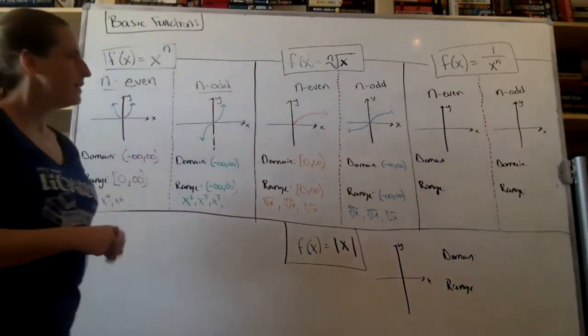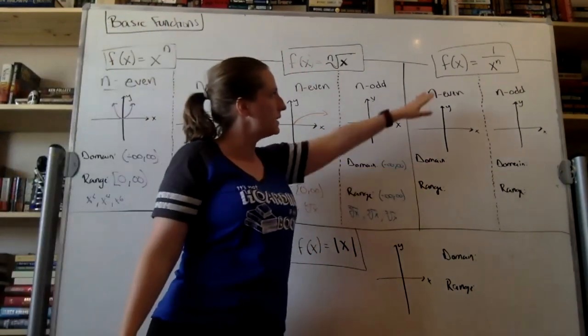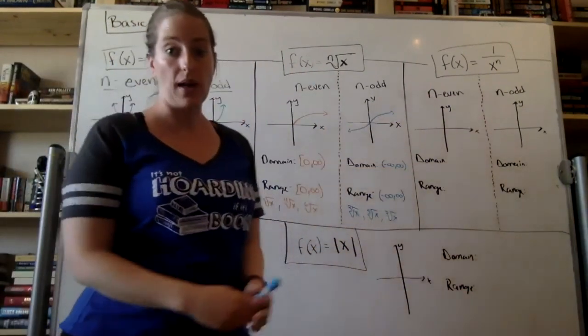All right, we're doing pretty good. We're halfway done. Okay, so we're going to keep going in the next video and look at our last two little guys here, 1 over x to the n and the absolute value of x.